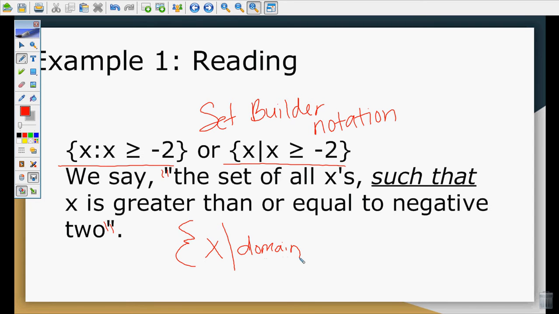Or what you're defining, and then you're going to close your set. That is how you read set builder.